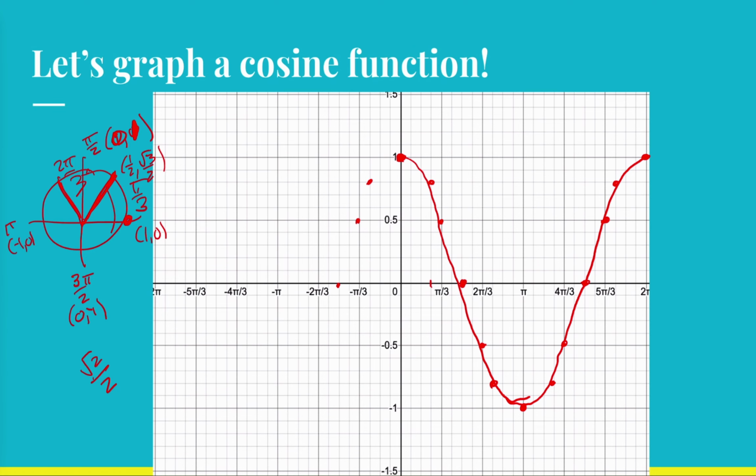And so the other side of your function looks like this. And so then you go back up through 0, and here you're at 0.5, and here you're at 0.7, and here you're back up at 1. And so this is the other side of your cosine function. So literally, take the values of cosine from the unit circle and plot them, and it looks like this.